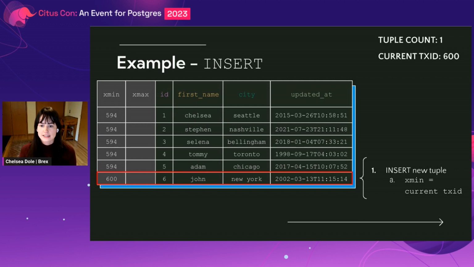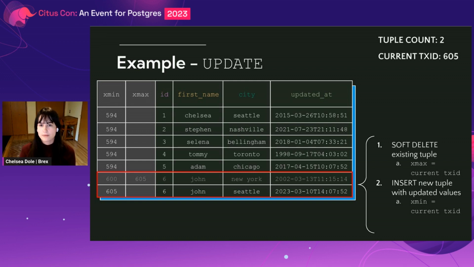We're on transaction ID 600, and we're going to insert this new tuple. We're going to insert a new employee whose name is John. It's 2002, let's just say. So we're inserting this with the xmin of 600 because that's our current transaction ID.